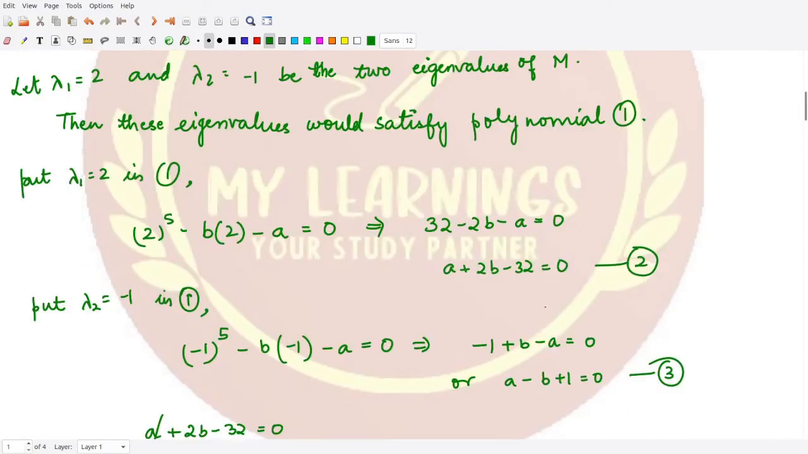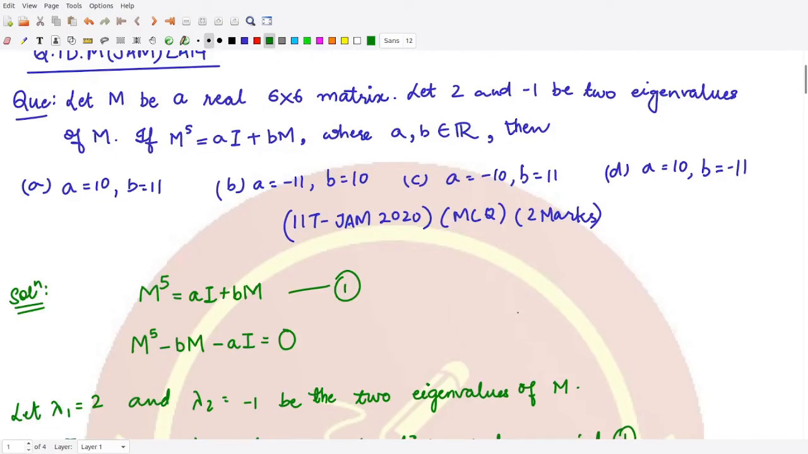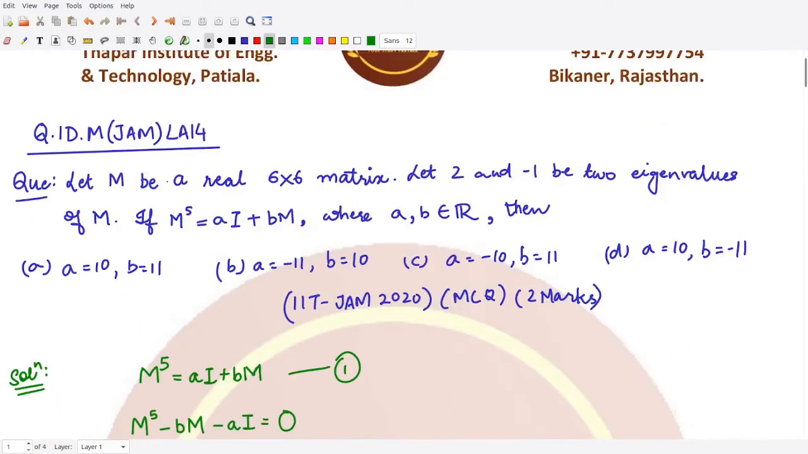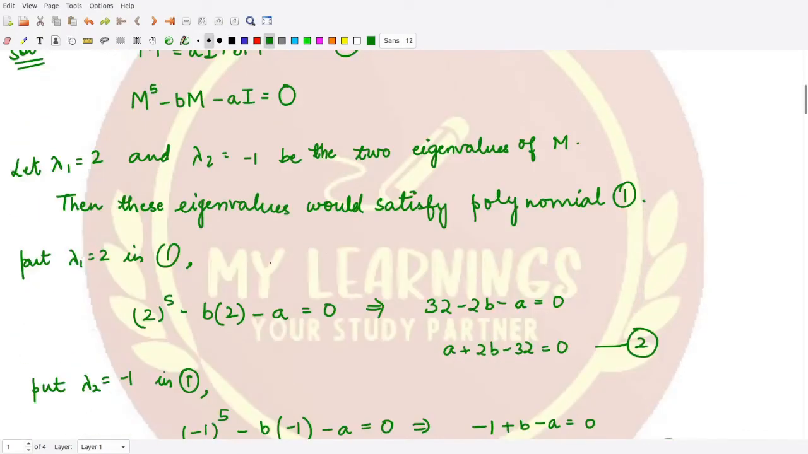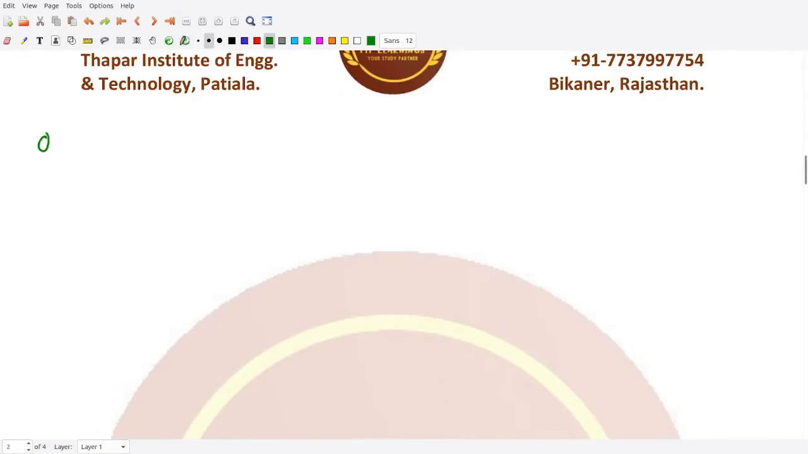Now, why have we chosen this particular, very simple method to solve this question? Here you see this is a polynomial in the given matrix which is of order 5, however the order of the given matrix is 6. So clearly this is not the characteristic equation, right?